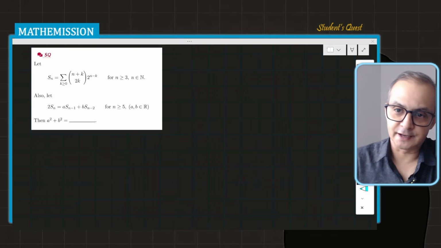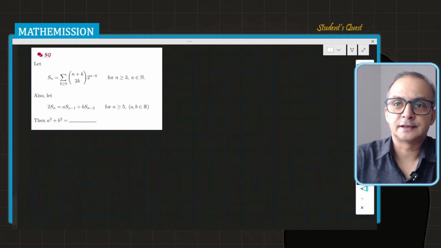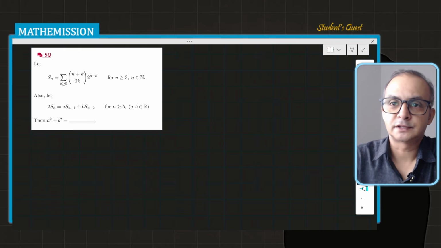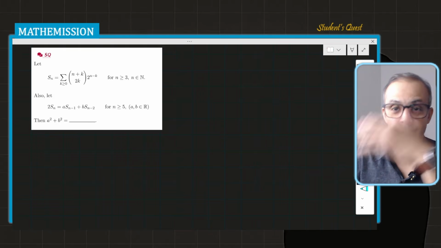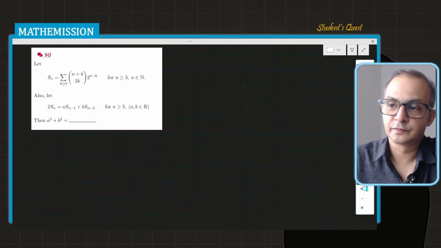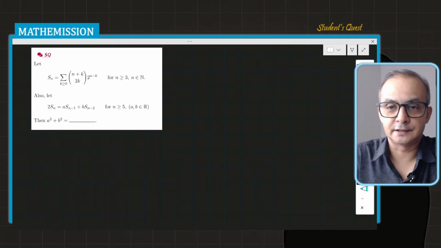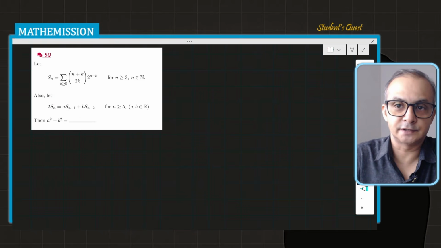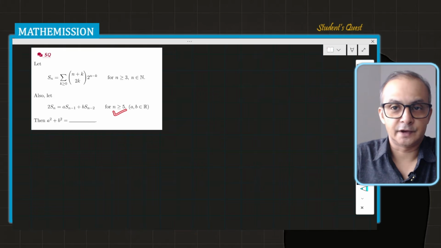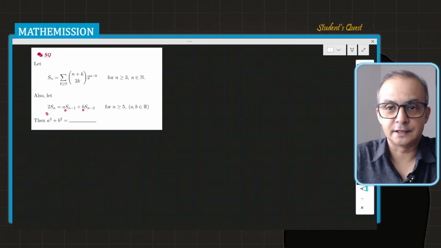So the question says that Sn is equal to the summation, k goes from 0 to infinity because the upper bound is not given, of (n plus k) C (2k) times 2 to the power (n minus k). There is another recurrence relation given between Sn, Sn minus 1 and Sn minus 2 for n greater than or equal to 5. We have to find the values of a and b, and then find a square plus b square.